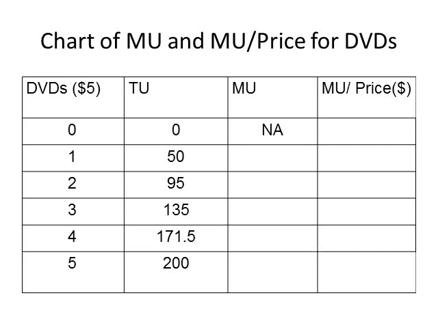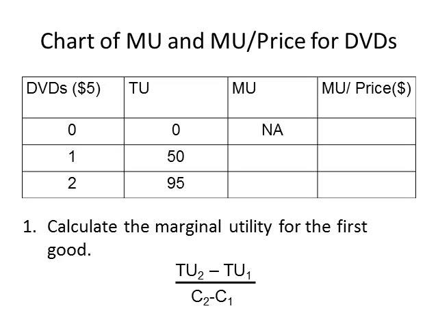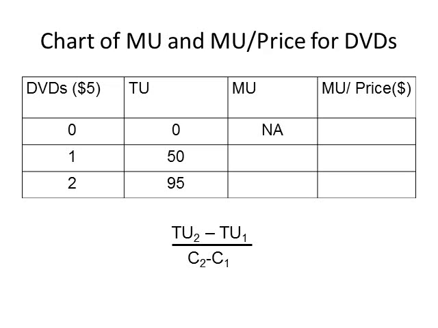The first step is to go through and calculate the marginal utility of the DVDs. So we're going to calculate the marginal utility for the first good, and we're only going to do a couple of these for an example. The first thing we need to do is remember that our formula for the marginal utility is the total utility at one level of consumption minus total utility at a second level of consumption, divided by the difference between the two consumption levels.